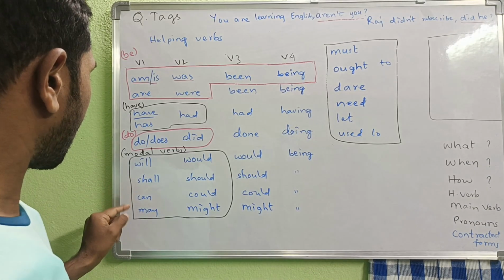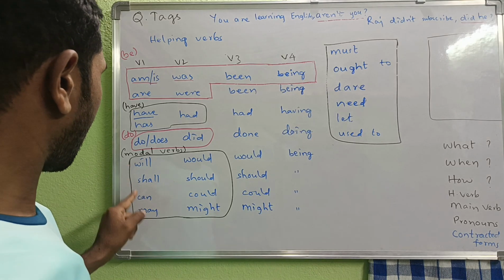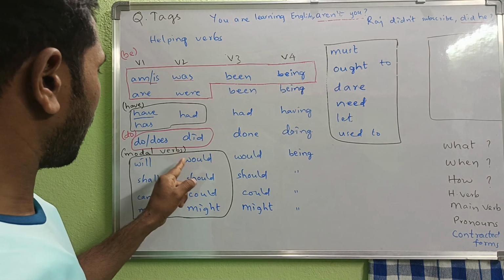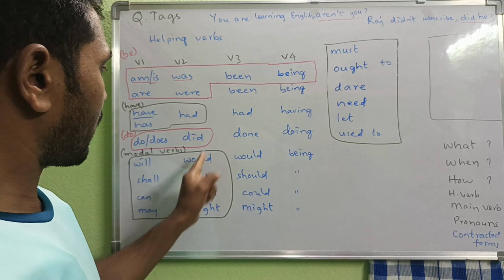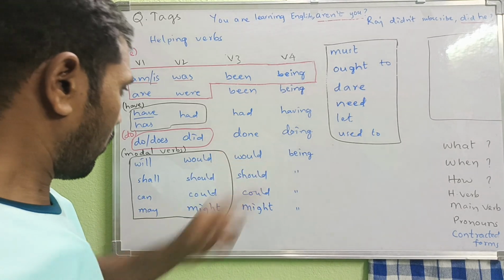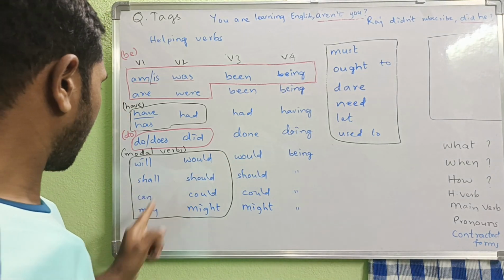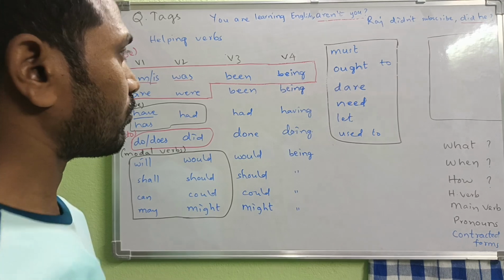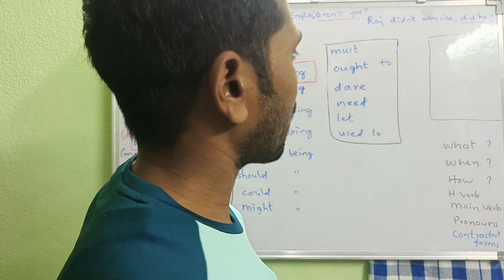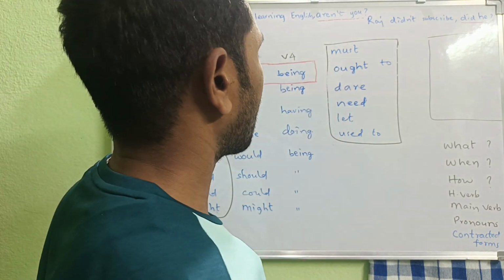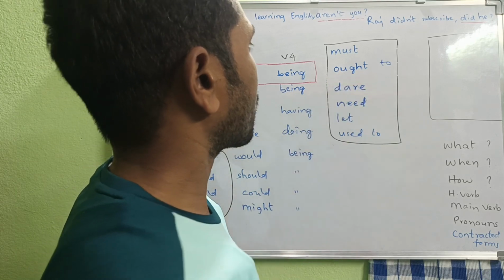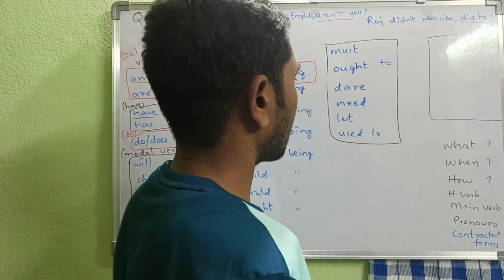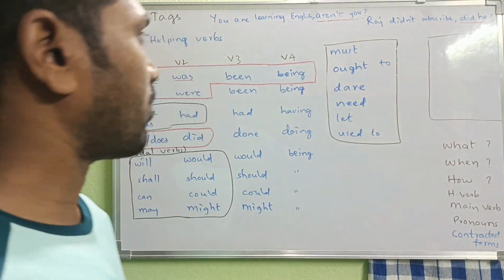Modal verbs: will, would, shall, can, may. Will, V2 form would. Next shall, should, can, could, may, might. Some other helping verbs, modal verbs, are must, ought to, dare, need, let, used to. These are some of the helping verbs.